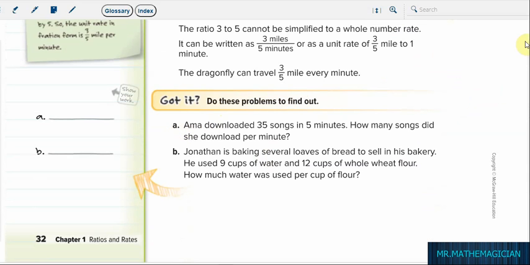Now let's solve problem A. Emma downloaded 35 songs in 5 minutes. How many songs did she download per minute? Means we need a unit rate. So we can write now 35 songs over 5 minutes, and we will divide up by 5, down by 5. We always divide by the denominator. So this is 7 songs in 1 minute.